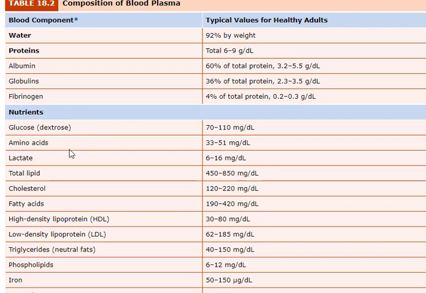Let's see, other things, you have amino acids, and you need these because you build proteins with amino acids. You have lactic acid, you have fats, cholesterol, fatty acids, and everybody's like, oh my gosh, you shouldn't have cholesterol. Oh, cholesterol is terrible. Cholesterol is what makes up part of your cell membrane.